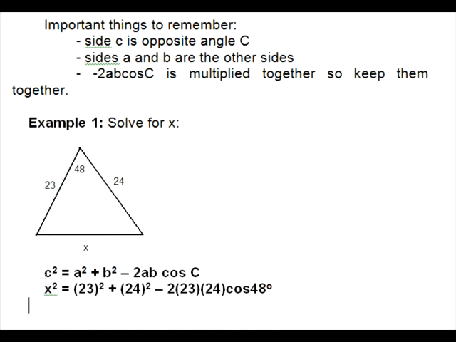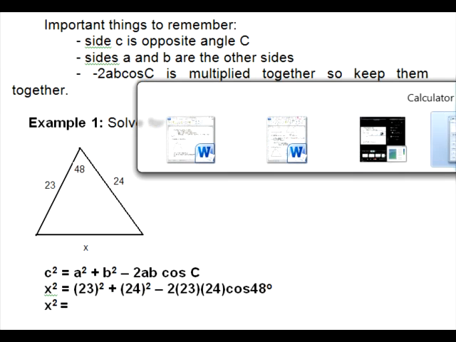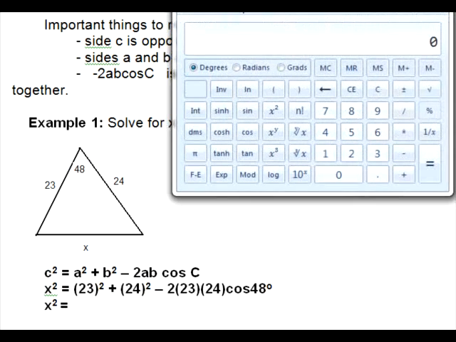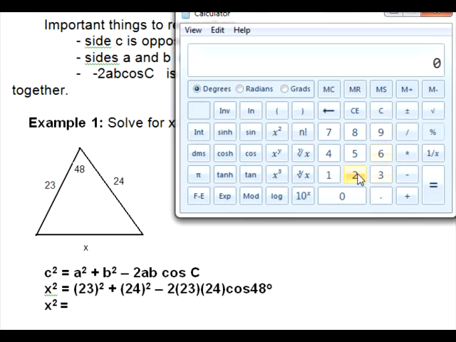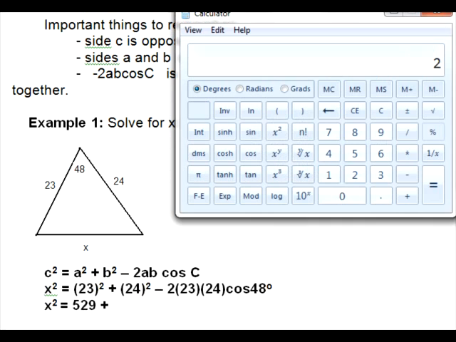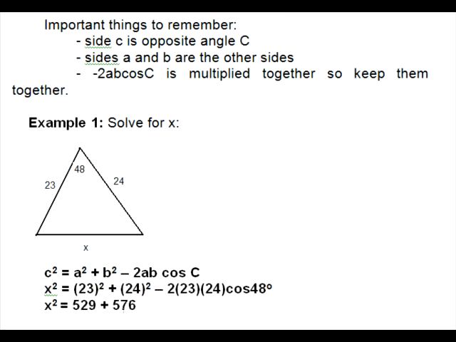Okay, great. I'm going to pick on Connor right now. Connor, you're going to be my calculator star here today. Connor, can you do 23 squared? Luckily for Connor, I have my calculator right behind me here, so I will take over for him. So 23 squared should be 529. 24 squared should be 576.